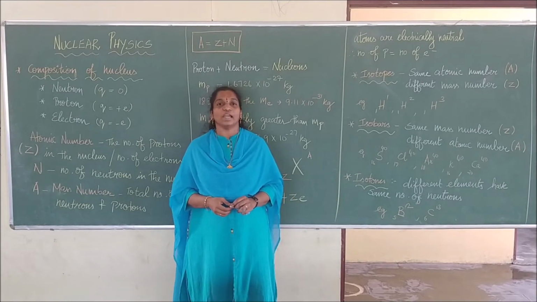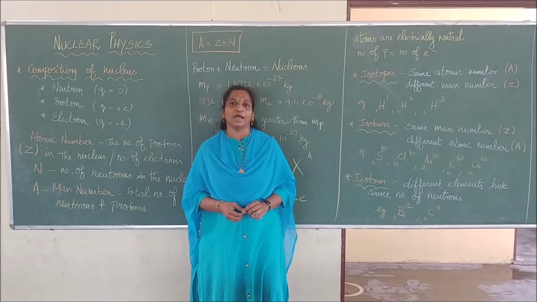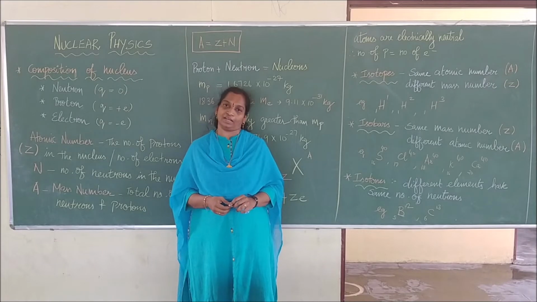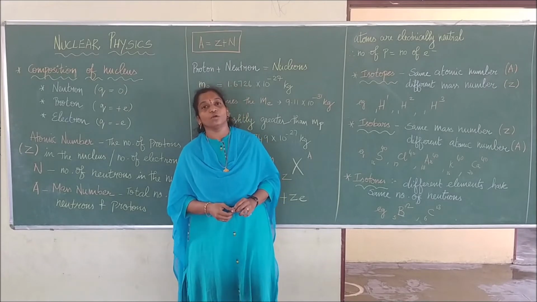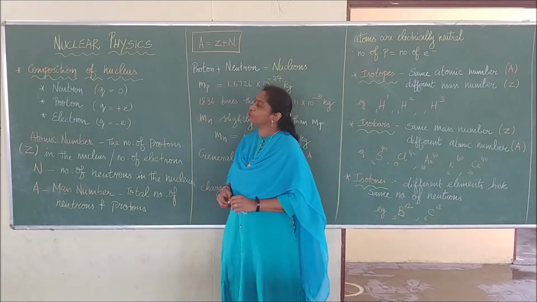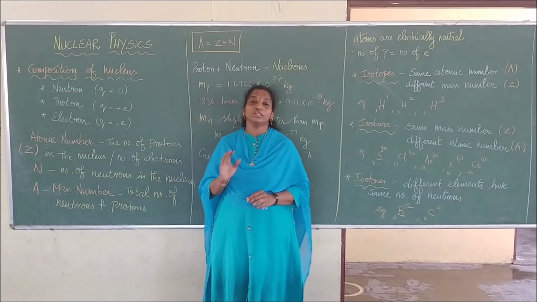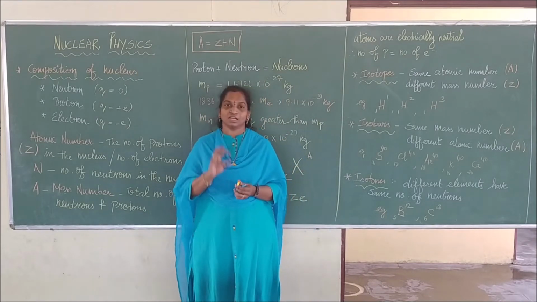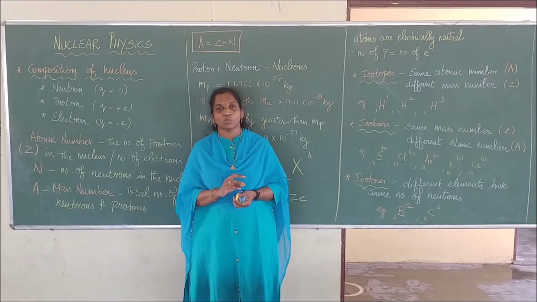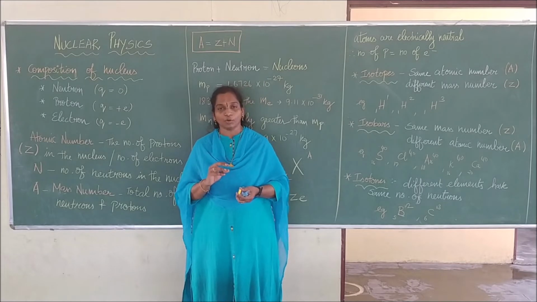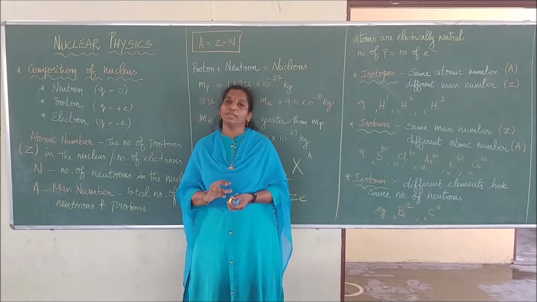We know that an atom is made up of a central part called the nucleus, surrounded by electrons. From that, we are going to talk about the composition of the nucleus. What is the nucleus made up of? The nucleus is the central part of an atom, and its size is 10 power minus 15 meter.